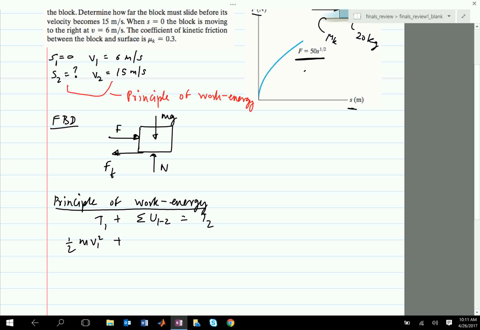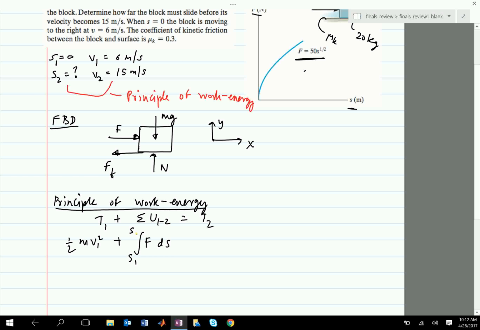Well, there are four external forces: F, Ff, mg, and N. Of these four forces, two forces, N and mg, do not do work because the particle is not moving in the y direction. It's only moving in the x direction. So the only forces of interest are F and Ff. So F times ds, and our convention is F is to the right and s is to the right, so that's positive.